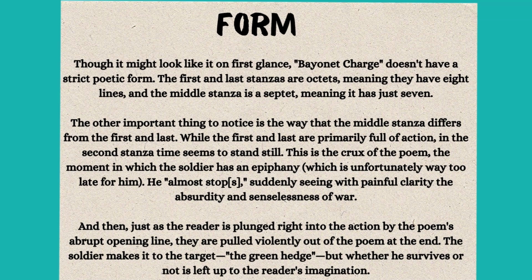Though it might look like it at first glance, Bayonet Charge doesn't have a strict poetic form. The first and last stanzas are octets, meaning they have 8 lines, and the middle stanza is a septet, meaning it has just 7. The other important thing to notice is the way that the middle stanza differs from the first and last. While the first and last are primarily full of action, in the second stanza, time seems to stand still. This is the crux of the poem, the moment in which the soldier has an epiphany.